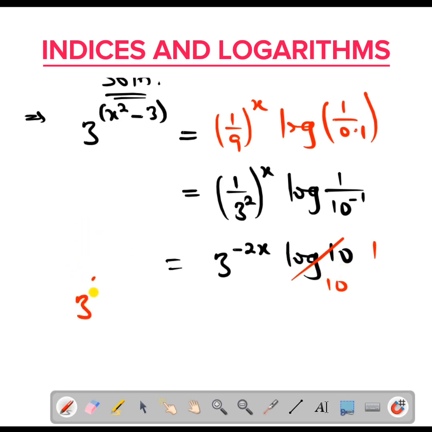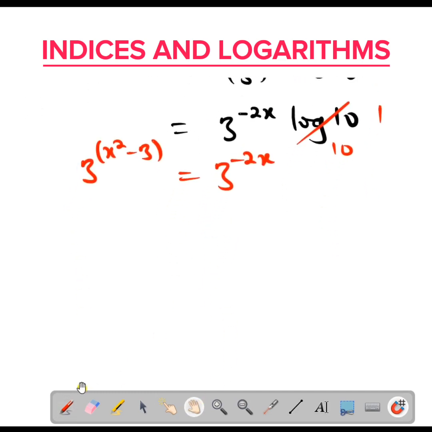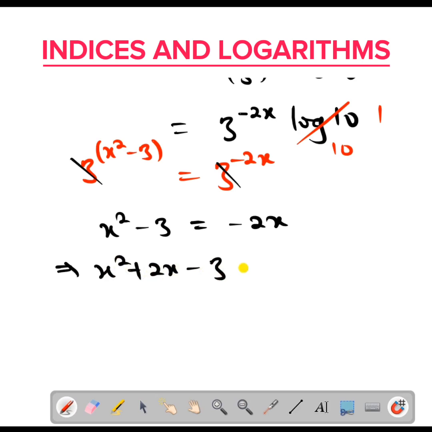That brings us to the left hand side. We can bring it down now, so equal to, so what do we do here? We will now take away equal bases, and if we do that, we just have x squared minus 3 equal to minus 2x, and this is a beautiful quadratic equation. We'll bring this one over to this side, and we'll have x squared plus 2x minus 3 equal to 0, and then we will solve the quadratic equation.